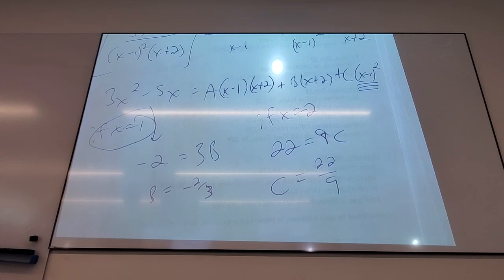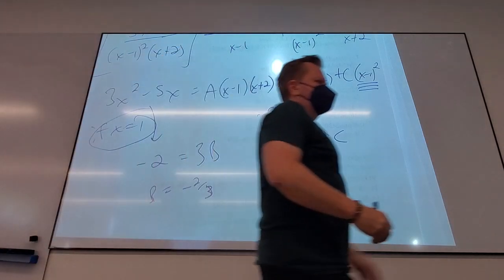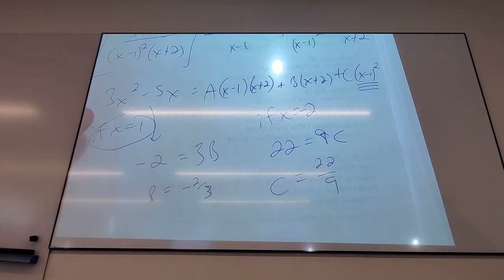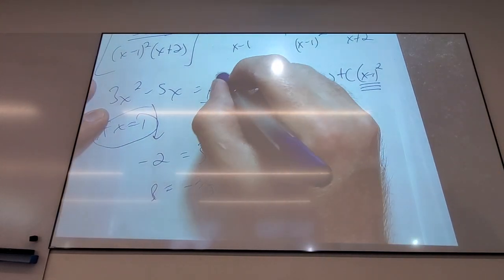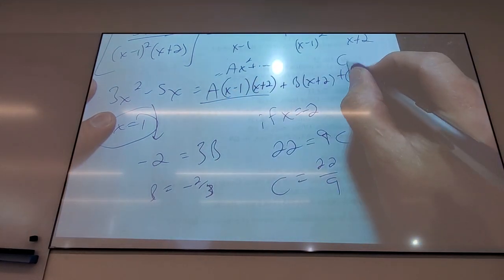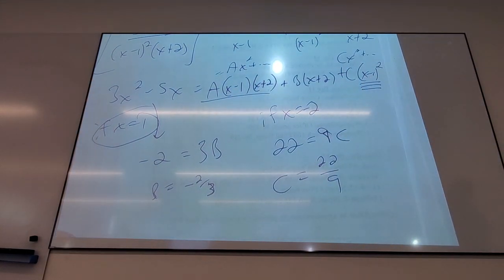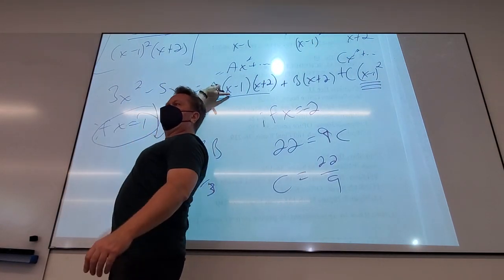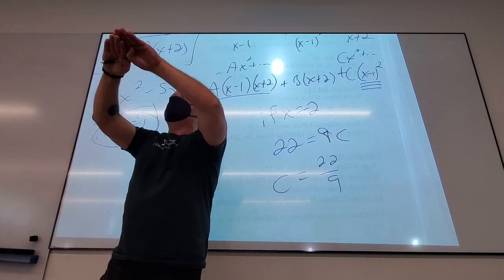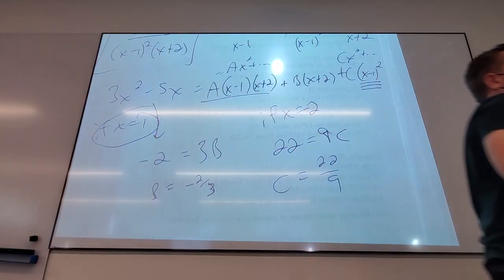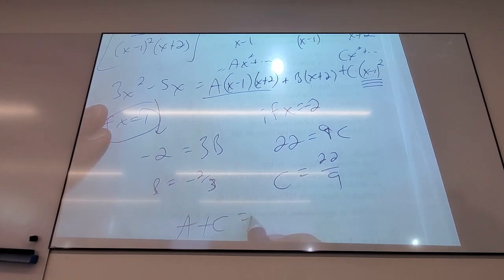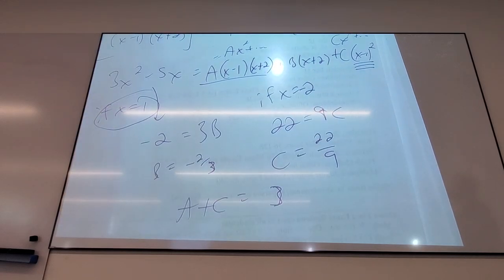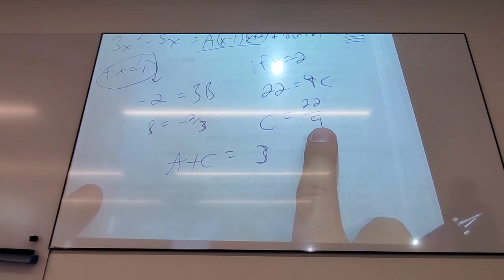Sorry, this is getting me frustrated. You don't have to multiply this out. I know this is going to give me ax squared plus stuff. This is going to give me cx squared plus stuff. Therefore, a plus c must be 3. That's the only way this can equal that. If the stuff in front of x squared equals the stuff in front of x squared, that's it. So a plus c equals 3. How does that help me? Because then you just subtract. I know what c is.